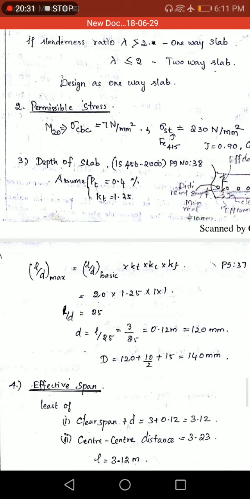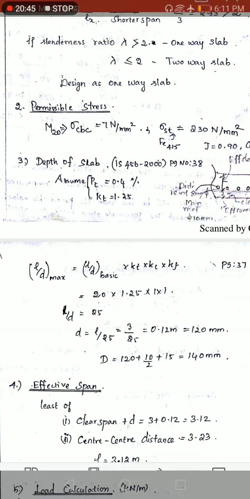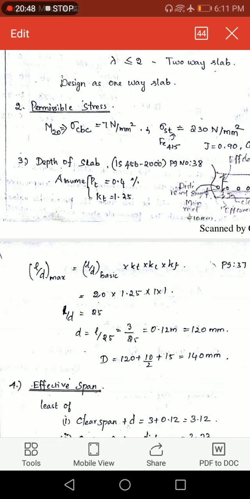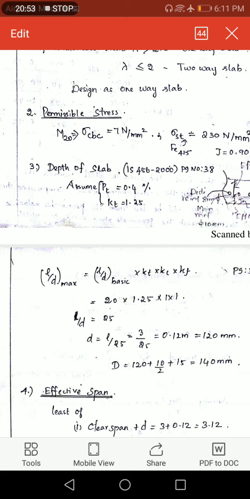Okay, and the depth of the slab will be arrived from the deflection formula. The deflection formula as per IS codal provision, page number 37: L by d max equal to L by d basic into Kt into Kc into Kf. Okay, Kt equal to modification factor for tensile reinforcement, Kc equal to modification factor for compression reinforcement, Kf equal to modification factor for flanged beam.